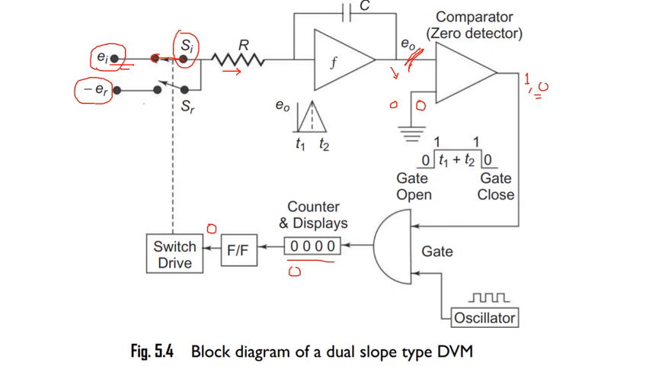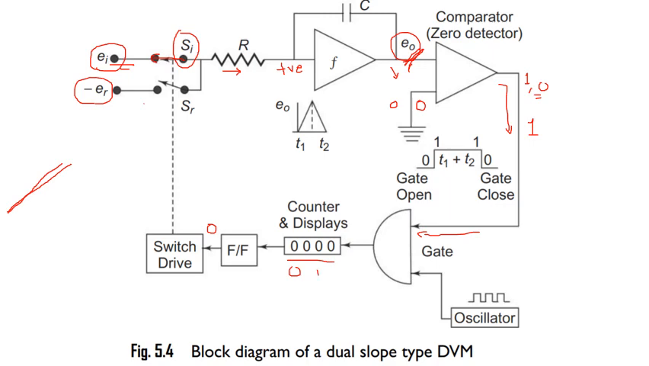Now since your EI is connected to the integrator, you will have a positive going ramp. Why? Because here you have a positive signal at the input of the integrator, and that is why EO is going to be positive going. The moment it becomes positive going, your zero comparator is going to give you a 1 at its output, and that is going to activate the gate.